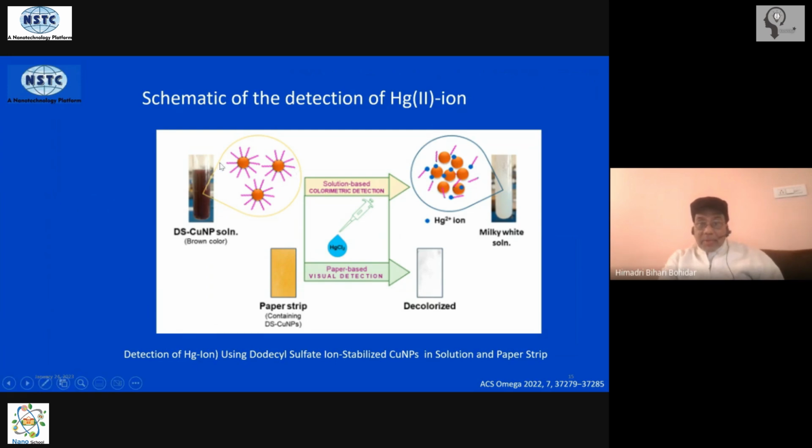Now, when you add any of these materials like mercury ions to this, they selectively bind to the surfactant molecule, leaving the copper nanoparticle completely exposed. And that turns the solution from brown to a milky white solution. This again indicates that the presence of mercury in the solution is ensured because there's a decoloration. It's basically a catalytic action that is taking place inside it. We'll see it later. And interestingly, this was also developed into a very nice paper strip. You dip it in a mercury-containing solution, and the paper strip will get decolored from yellow to almost no color.